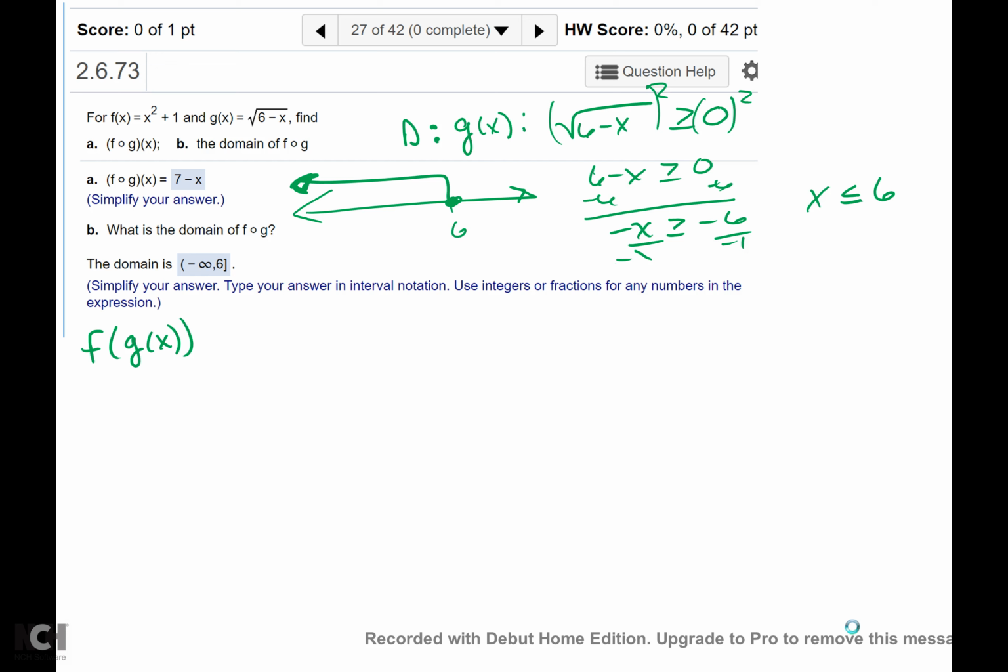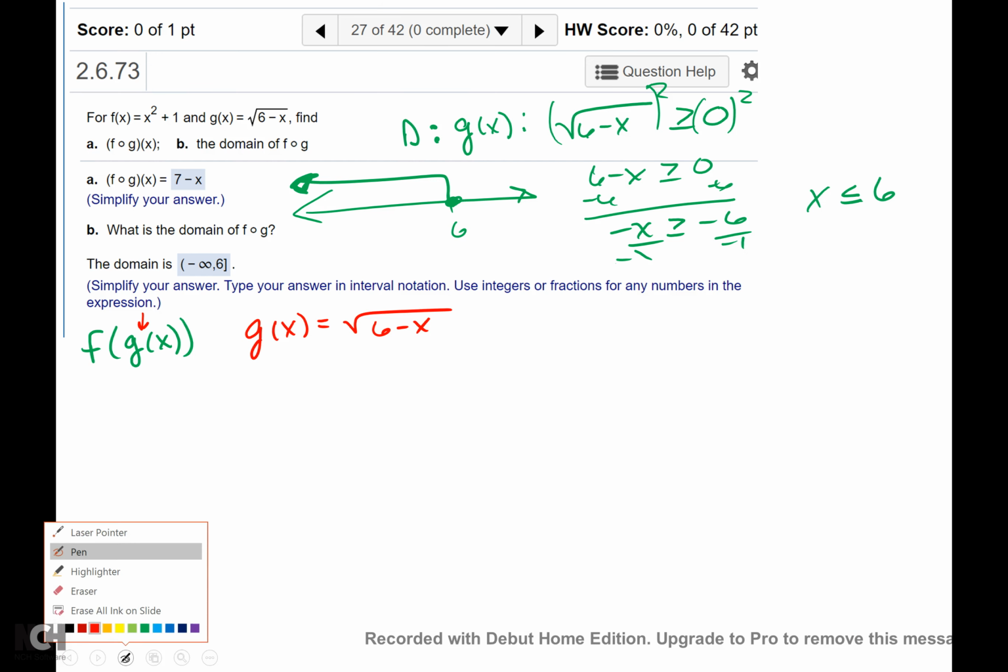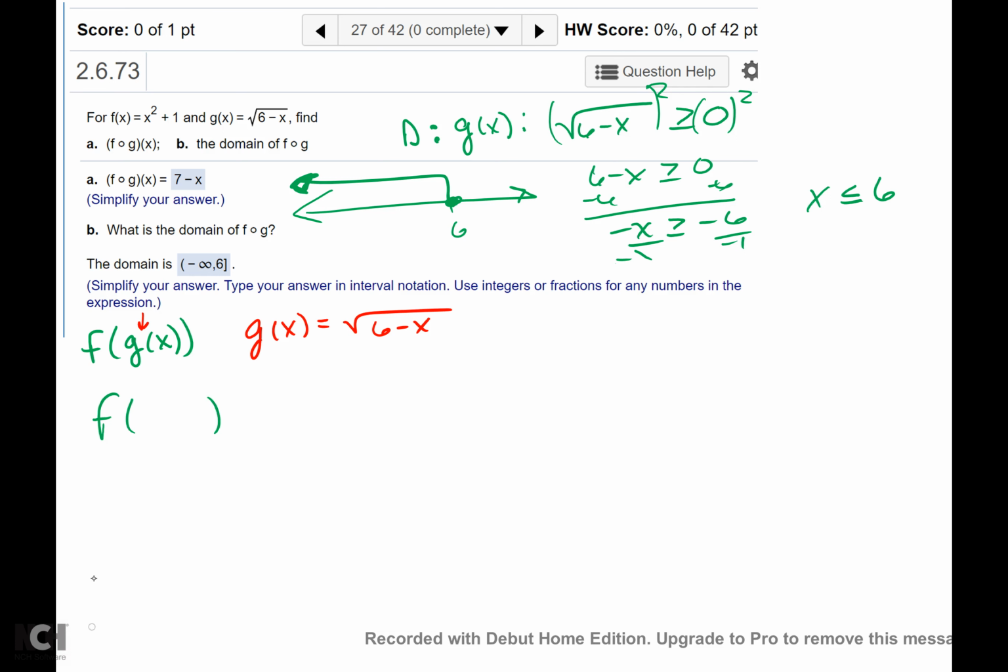All right, so where are we at? We found the domain of g. So now we have to find f of g of x. So we have to get g of x first, and g of x is the square root of 6 minus x. So if I put that in here, they want me to find f of the square root of 6 minus x.